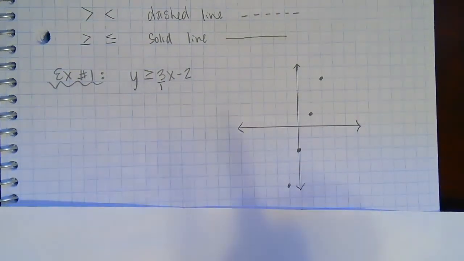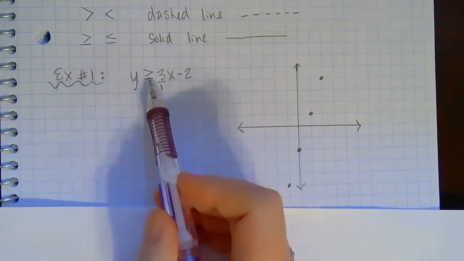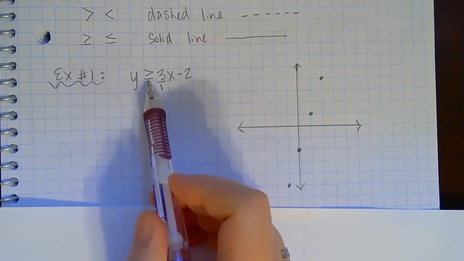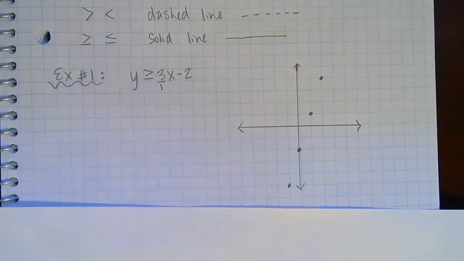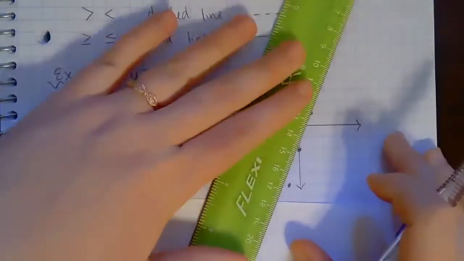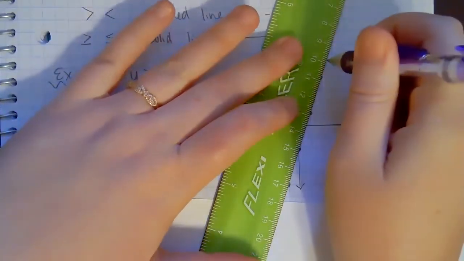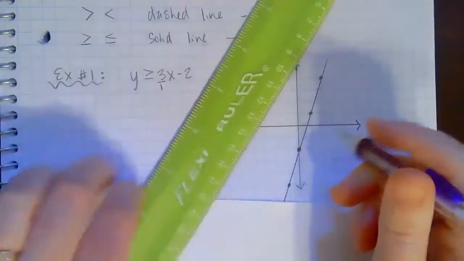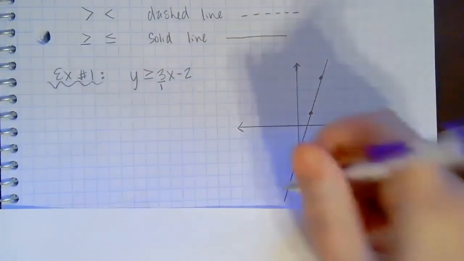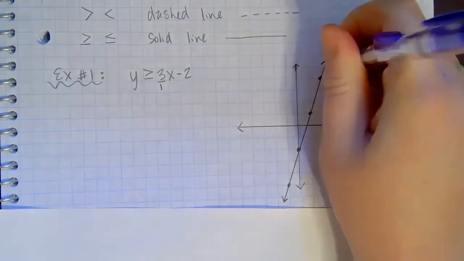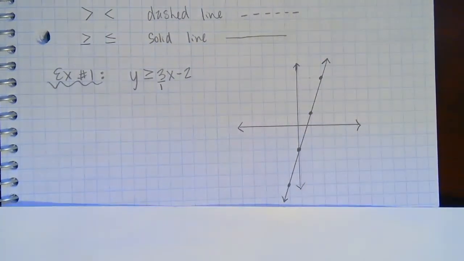Now, when I connect this, you need to pay attention to this. This is equal to, so I'm going to make it a solid line because it's equal to. You got to pay attention to that. So I'm going to connect that through all the way across my graph. Make sure there are arrows on the ends of my graph.